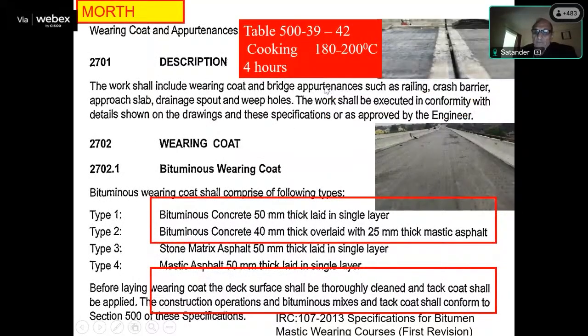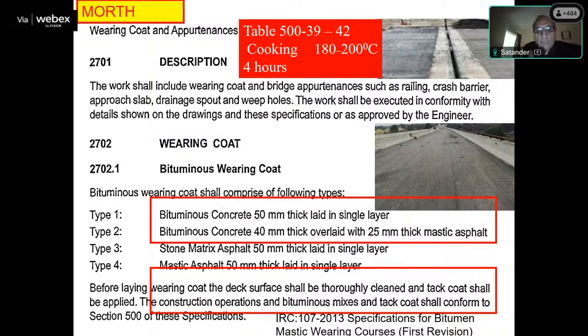Coming to the wearing coat. Nowadays, there is a big problem: shall we put mastic on the top or shall we put BC on the top? This is a picture of, I think, the L&T project in the Garden Reach area, the Calcutta Metro project. There was a dispute between the consultant and contractor. First, they put mastic at the bottom and BC on the top. The same thing happened in our Yamuna Expressway also.